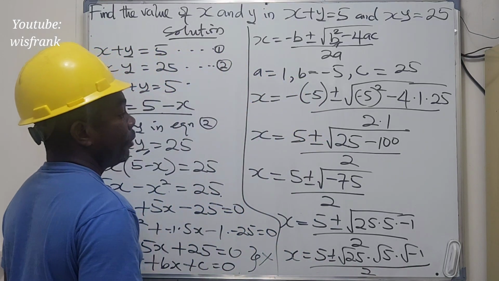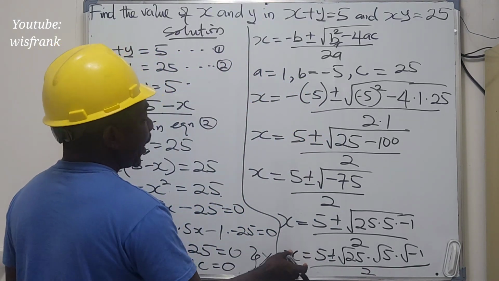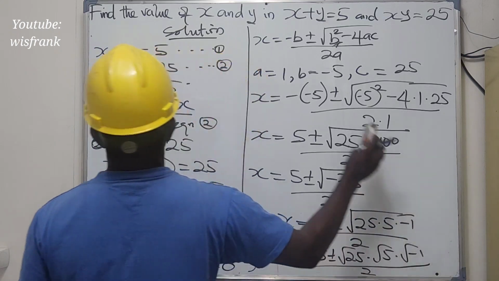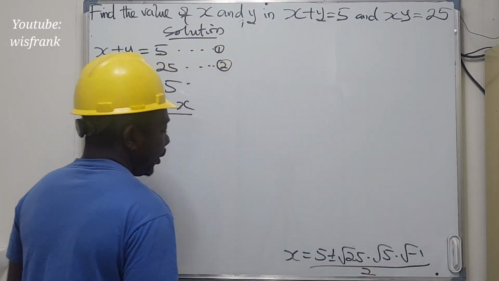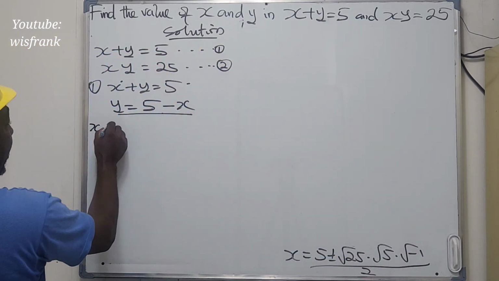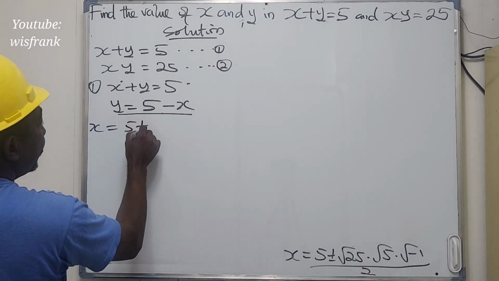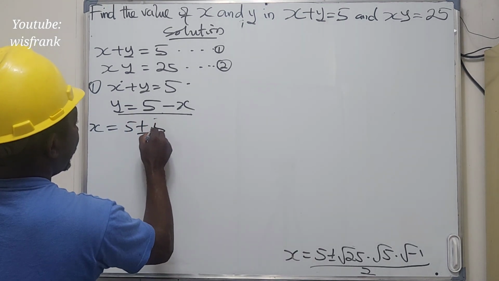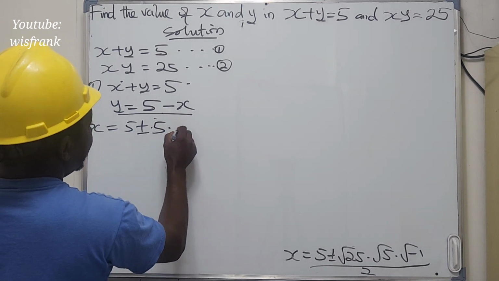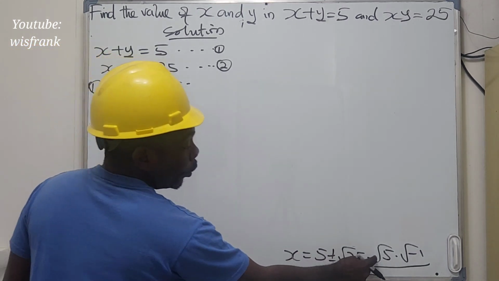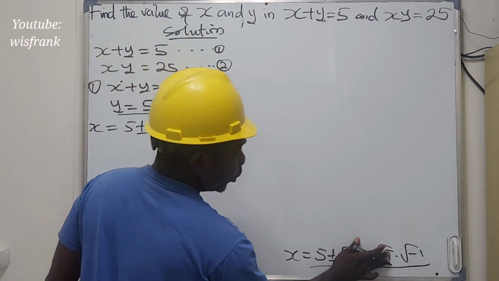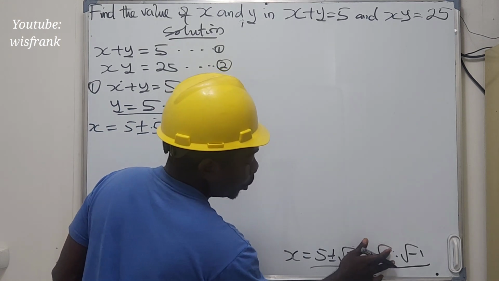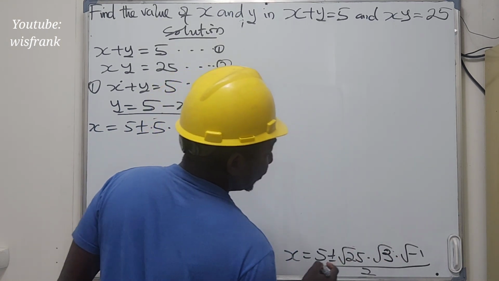So this is the value of x that we have. We can rewrite this as, before we do that, we need to clean this. So we have here a value of x equals 5 plus or minus root 25, which is 5. So we have here 5 times 5, root 5 here. Okay, this was root 3 because 75 is 25 times 3. Yeah, this is root 3.